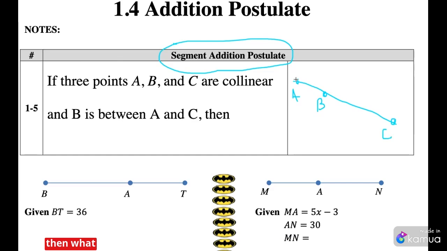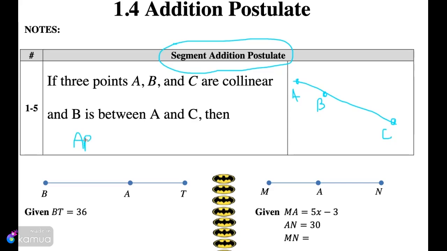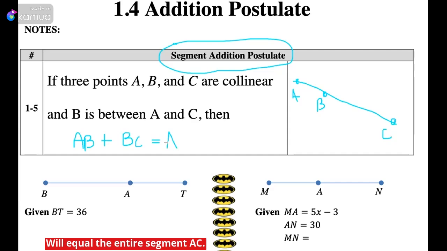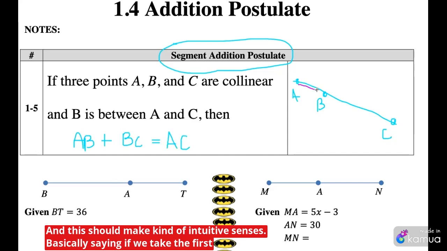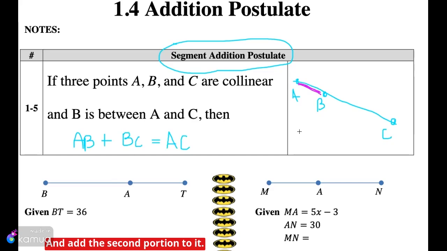Okay. Then what? What can we gather from this? Well, the postulate is going to tell us that segment AB plus segment BC will equal the entire segment AC. And this should make kind of intuitive sense. It's basically saying if we take the first part and add the second portion to it, that we end up with the entire segment, okay?